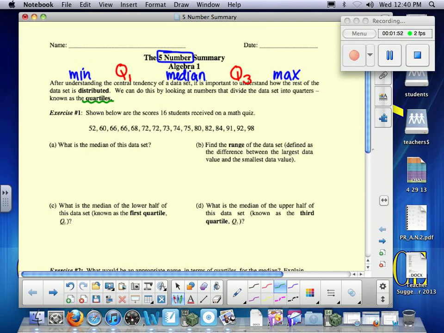So, let's start with our data here, number 1. I see that our data is already in order. Will you confirm that I am correct? Yes. Great. So I should be able to find the minimum and the maximum quickly. Min, max. Because our data is in order, those are easy to find.